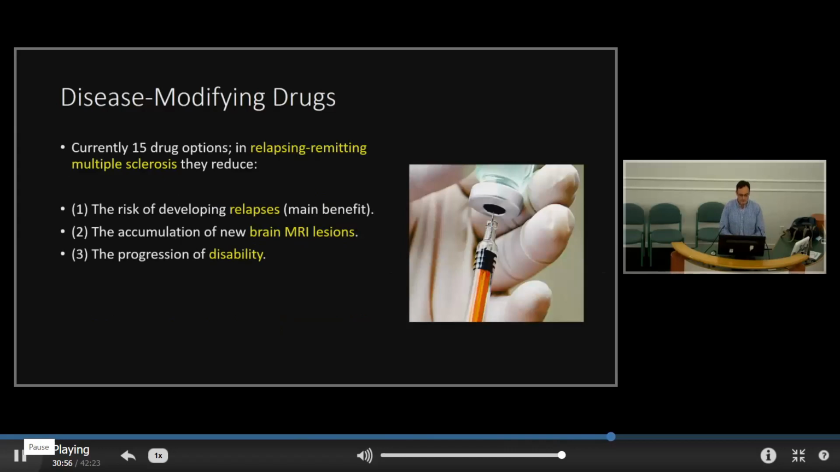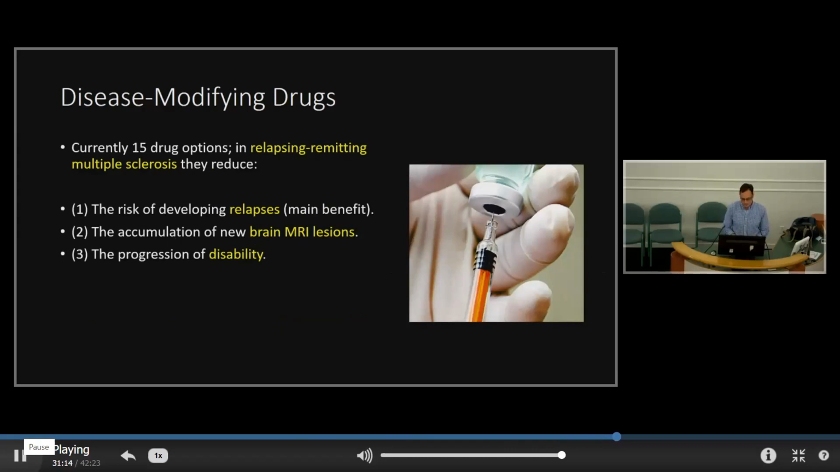Okay, let's talk about the drugs. So there are at least 15 drug options. There's probably a couple more since I prepared this slide. In relapsing remitting MS, we don't have a lot for primary progressive MS, so I'm going to focus on relapsing remitting MS. It's not devoid of drug therapy, but it's nowhere near as much.